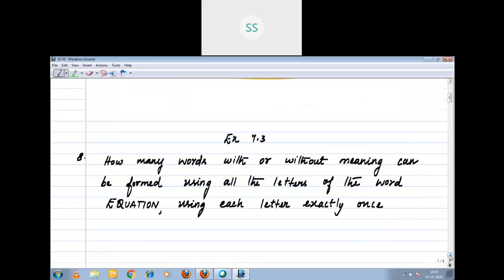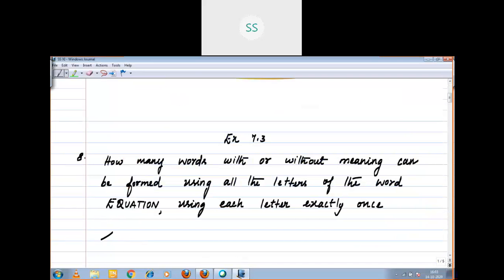Today I am going to teach exercise 7.3 question number 8. How many words with or without meaning can be formed using all the letters of the word EQUATION, using each letter exactly once? Here, how many letters are there? You have to count and see first. 1, 2, 3, 4, 5, 6, 7, 8.